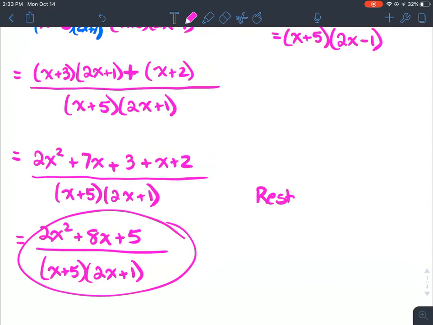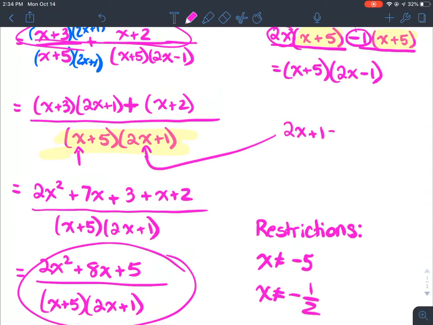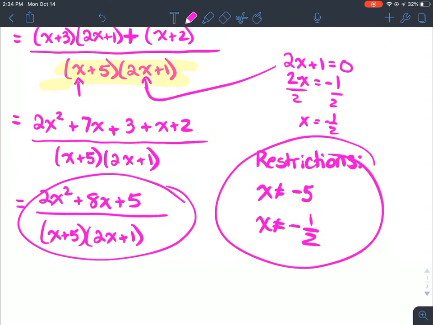And if I wanted to state my restrictions, if it asked me to, then I would just look at my denominator, and I would determine that x cannot equal negative 5, because if that was negative 5 plus 5, that would be 0. And this one I know that x cannot equal negative a half. And if you don't know how to do that, you just set that bracket equal to 0 and isolate x. Divided by 2, so x equals negative a half. So that's how we get that. So that's your final answer, and these are your restrictions.